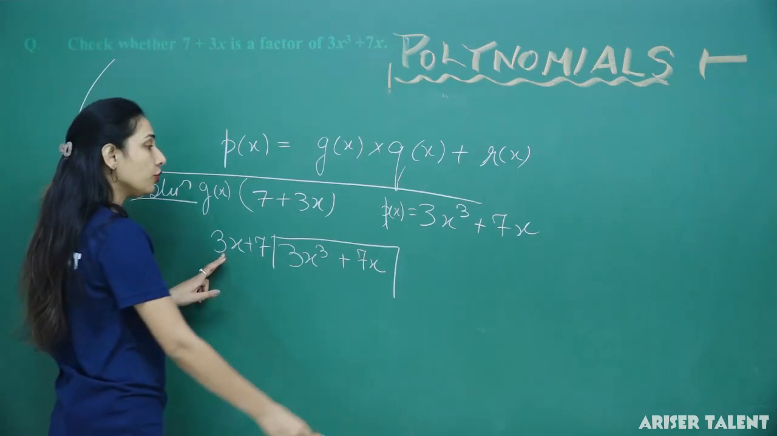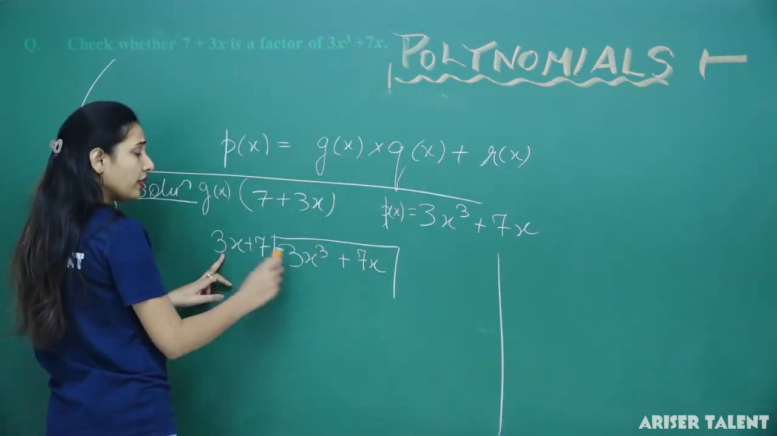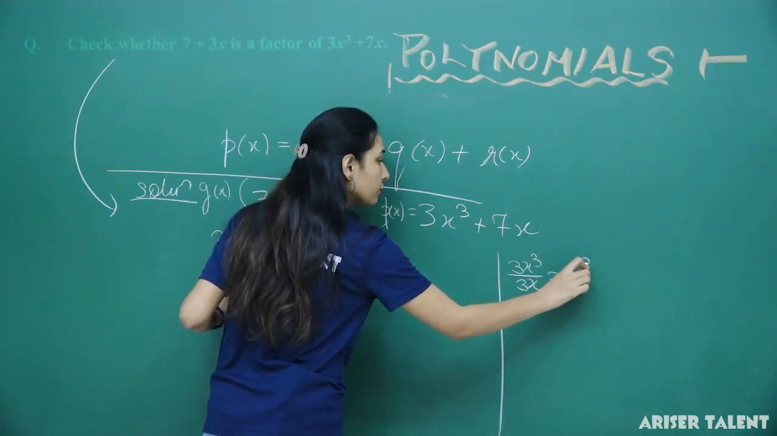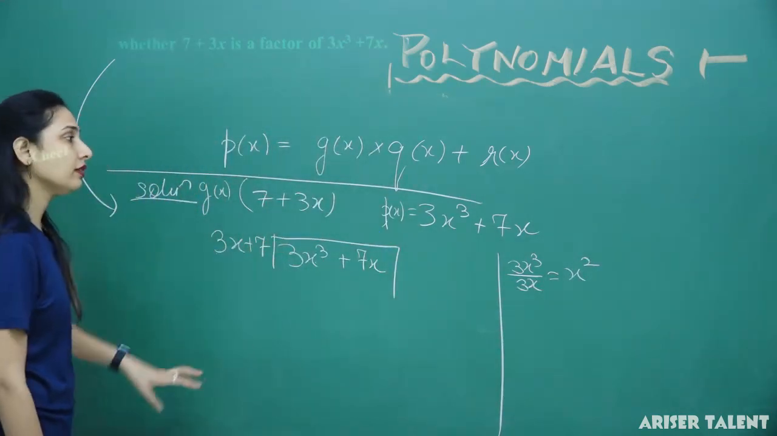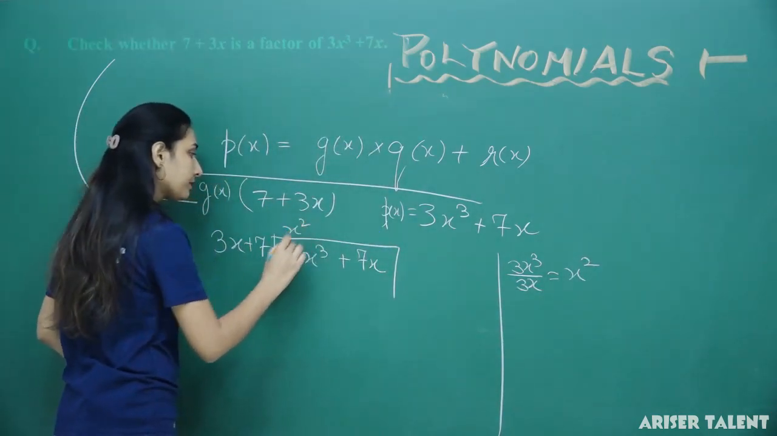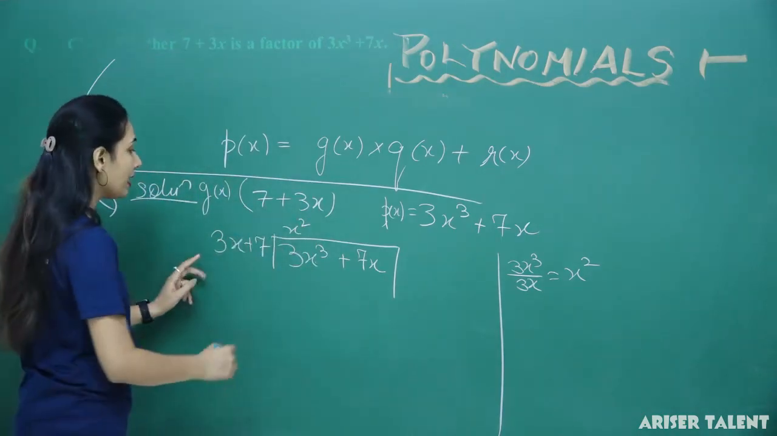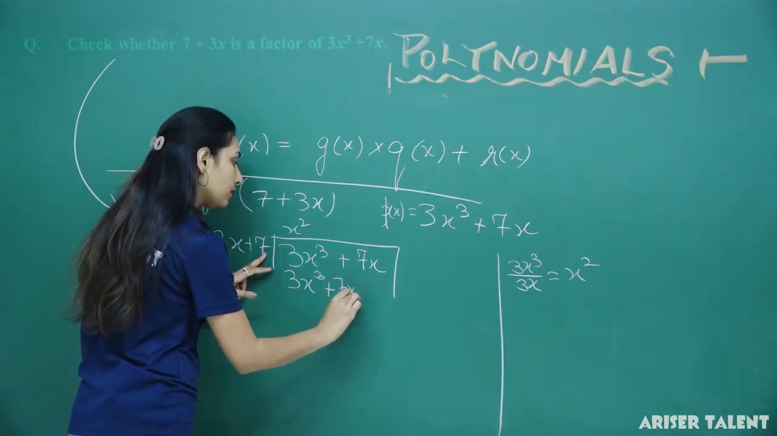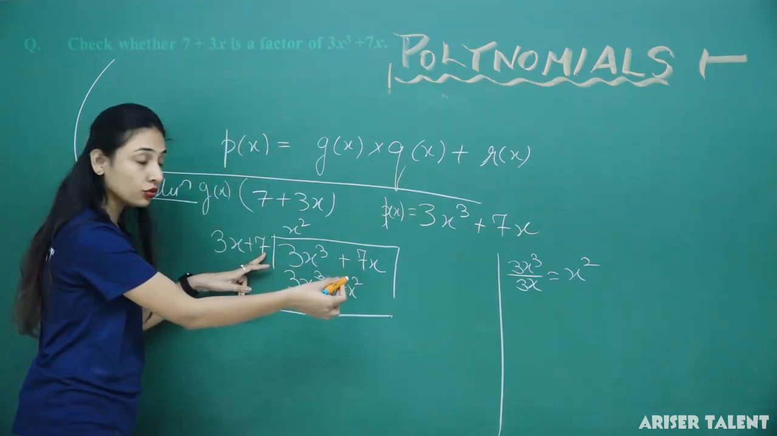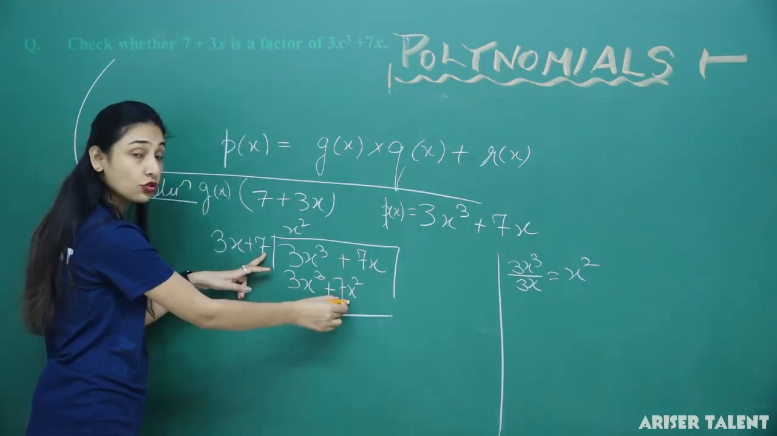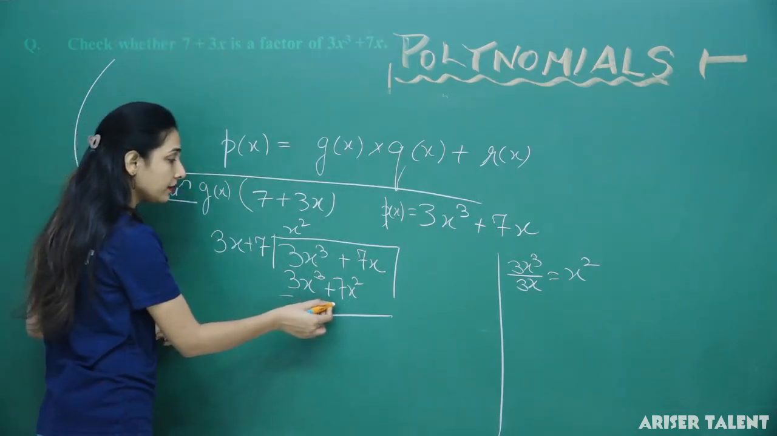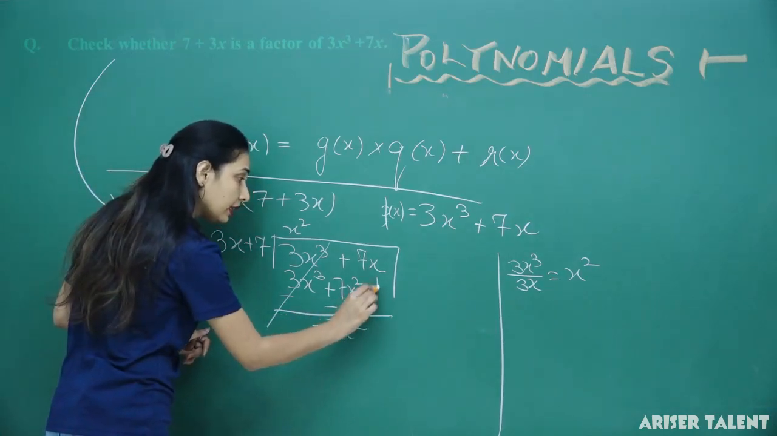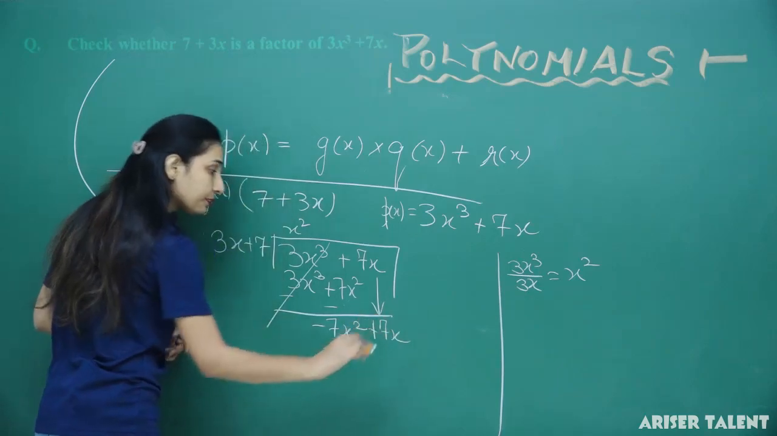Now I have told you to multiply this. 3x cube by 3x will give you nothing but x square. 3x cube, 3x, x square, okay. So after multiplying this by x square, we will get 3x cube here, but plus 7x square, not 7x. So you are not going to write it beneath it, no, there is an x square term too. So we will minus it, that will cancel out, minus 7x square. Now this plus 7x will be the remainder here, okay.